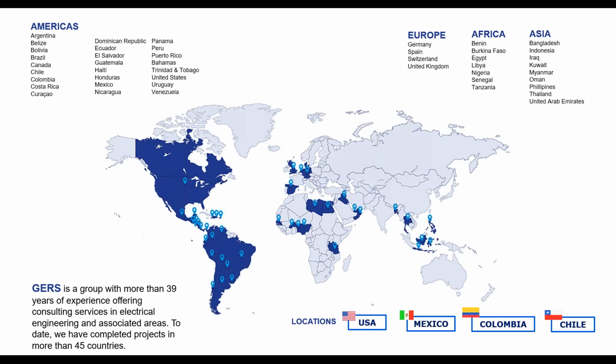First, I'll give a brief introduction of our company, GERS. GERS is an electrical engineering consultant group that was established in 1981. To date, we have completed over 6,500 engineering projects and over 3,700 electrical studies in over 45 countries. On this slide, you can see the countries where we have carried out projects from our offices. Additionally, we have attached a handout of our brochure for you to learn more about our company.